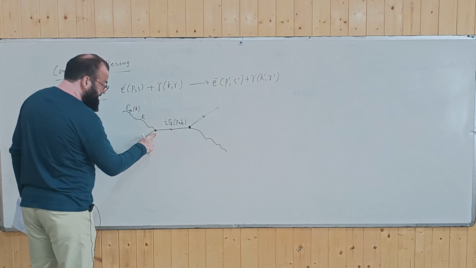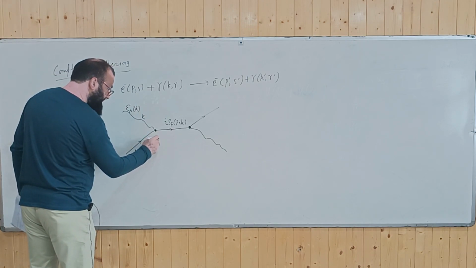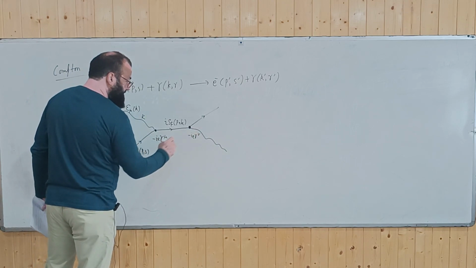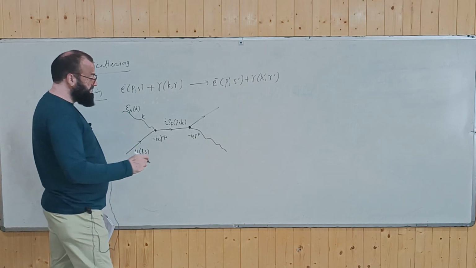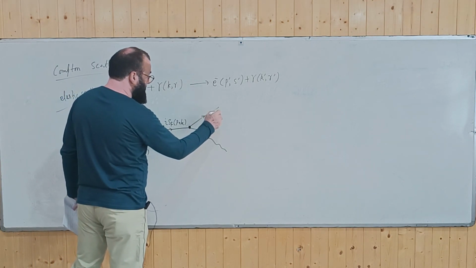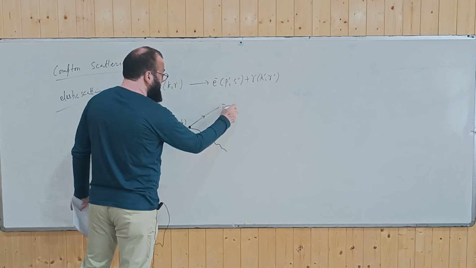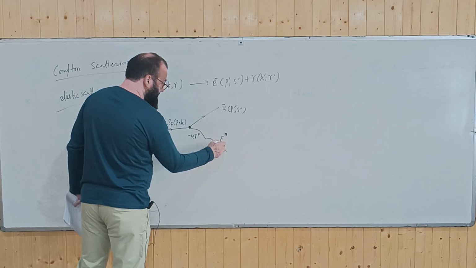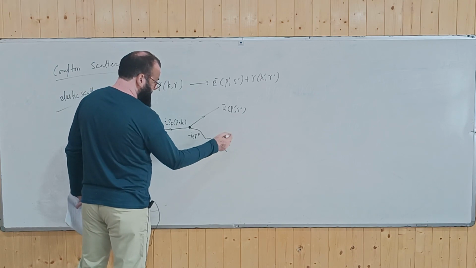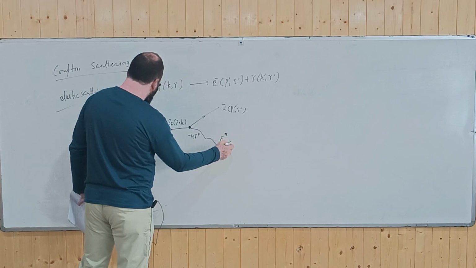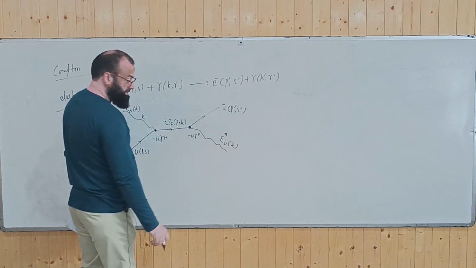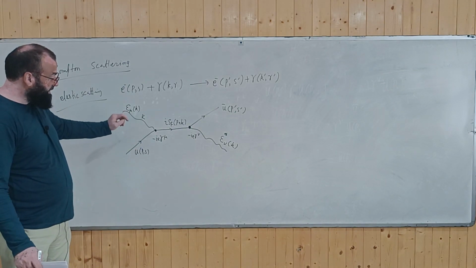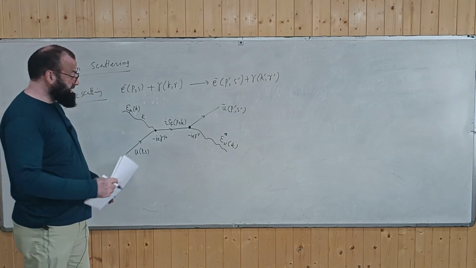So what is this vertex factor? It is minus i e, the same thing, gamma mu. This will be minus i e gamma nu. The same thing. Clear? This is your external electron, so it is u of p prime, s prime. This is the external photon, so it is epsilon star with nu here, and it will be something with k prime. These are the polarization vectors, 4 vectors. What is the momentum? Sorry, it is k prime.